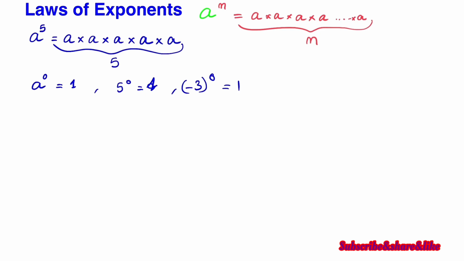And we have another rule: a to minus n is equal to 1 over a to the power n. So for example, 5 to minus 3 is just 1 over 5 to the power 3. And let's see some rules.